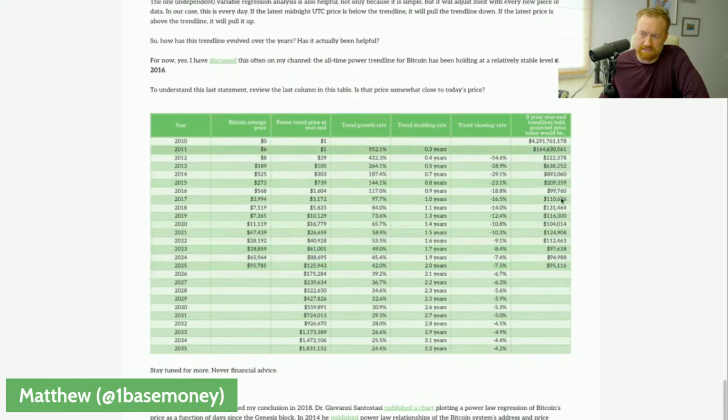The last column on this table, I just want to keep drawing attention to it. It should paint a picture of why the Bitcoin power curve is interesting, why I keep coming back to it. What this last column tells you is what the power curve projection would be today based on how the curve was operating back through this year. So in 2010, obviously it was going gangbusters.